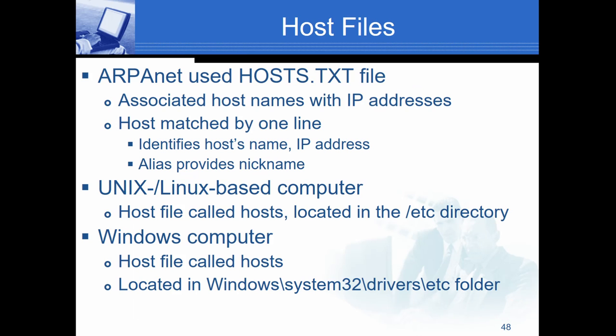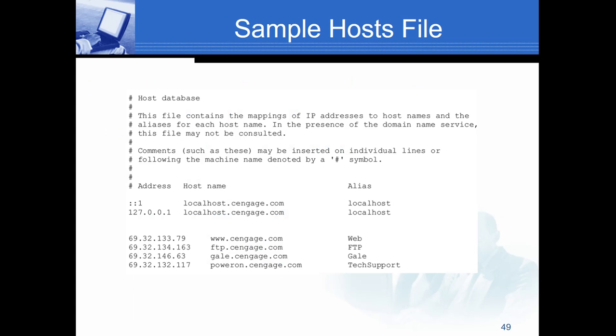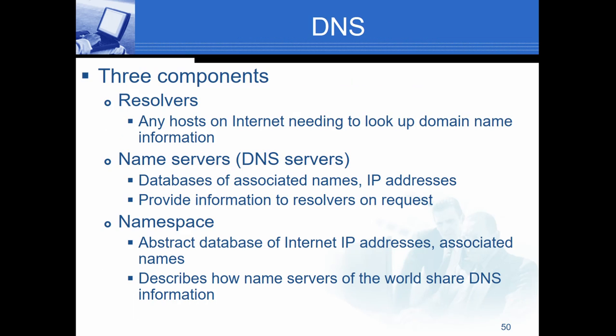So a Windows computer is going to have a host file, and it's located in the Windows folder, System32, or in a Linux system in the etc directory. You can see it has an IP address, it has a name, and then it has an alias if you want. But the reason why you don't want that is what happens if Cengage changes to .80. You'd have to go to every workstation and change that.